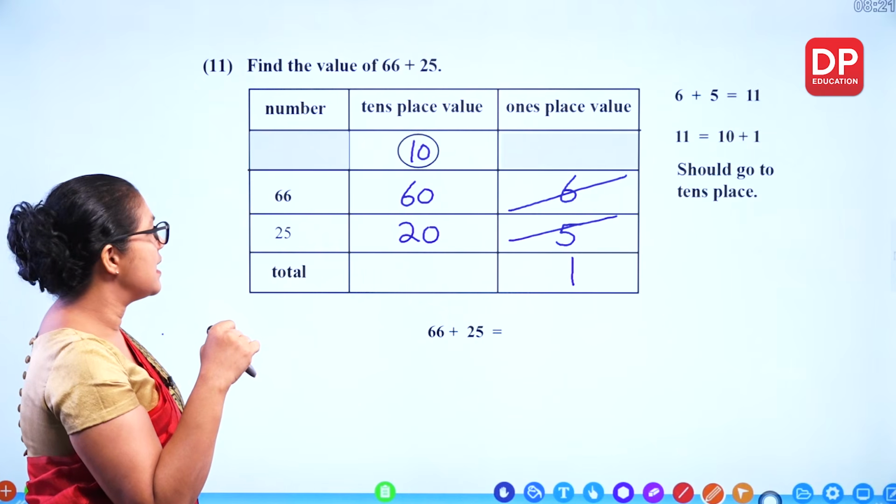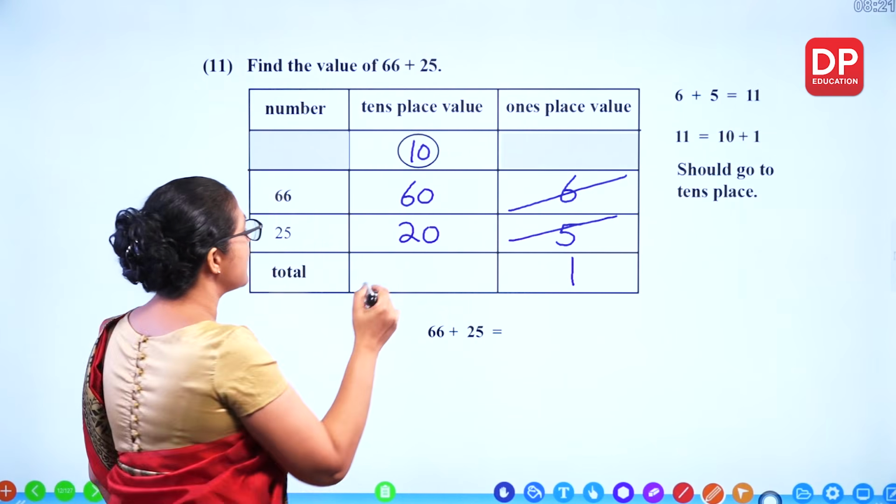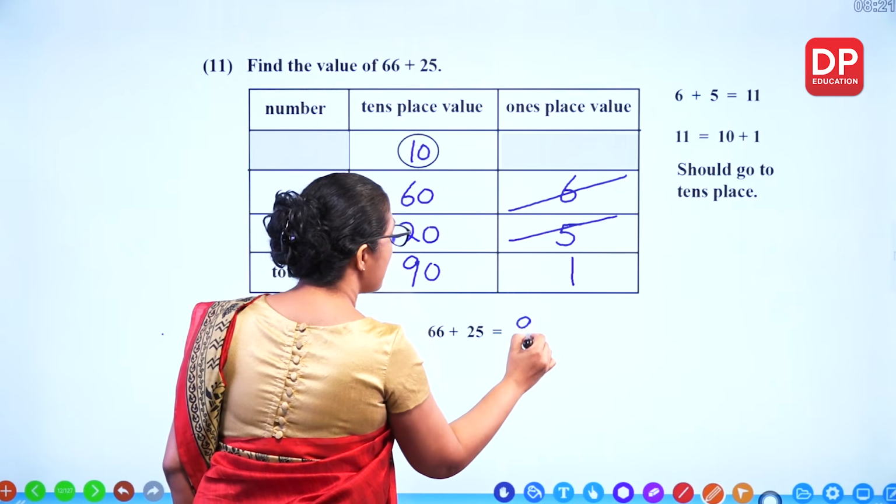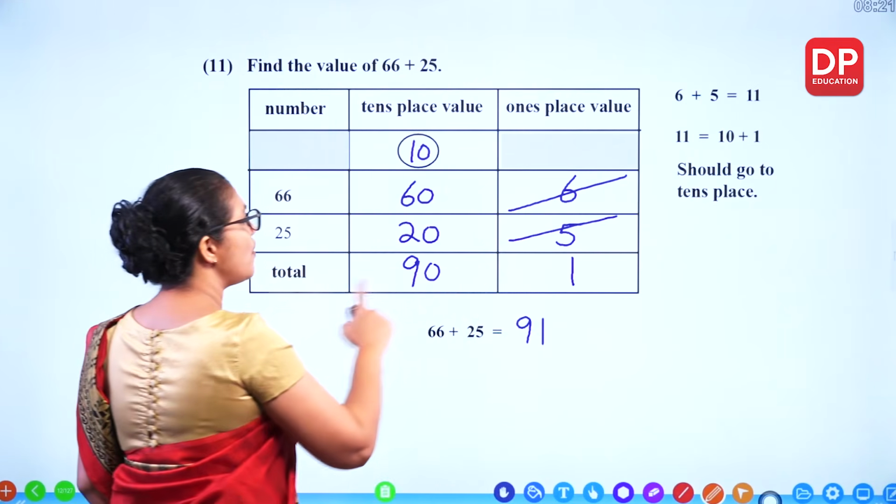60 plus 20, 80. 80 plus 10, 90. So the answer is 91. 90 and 1.